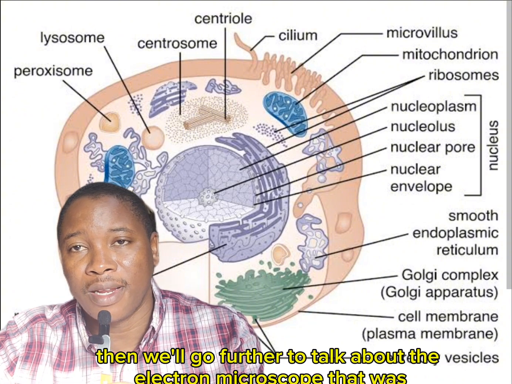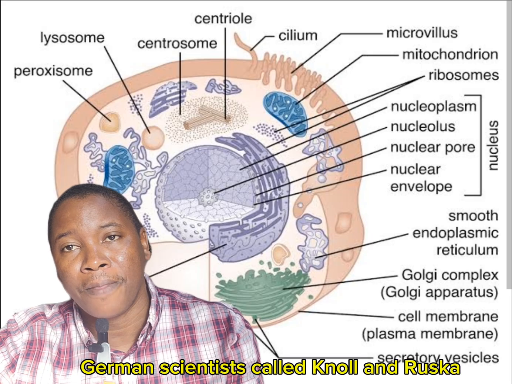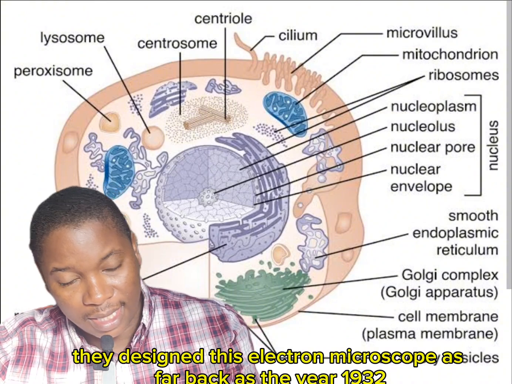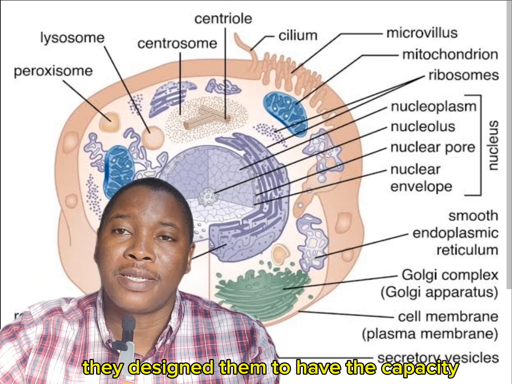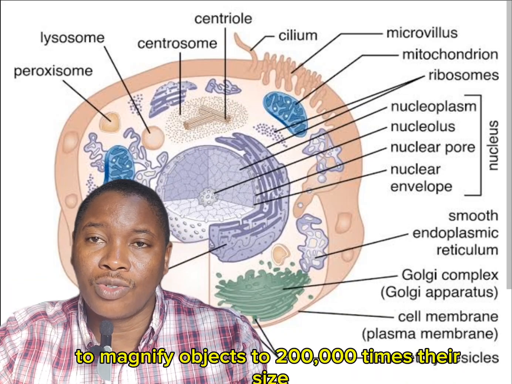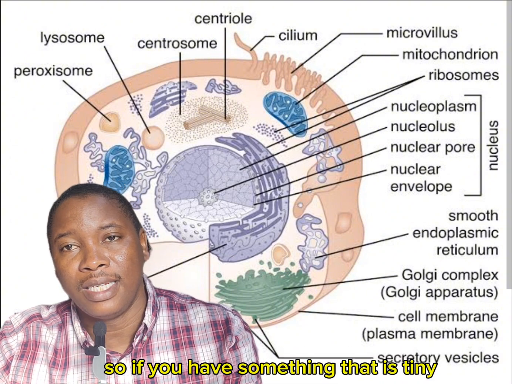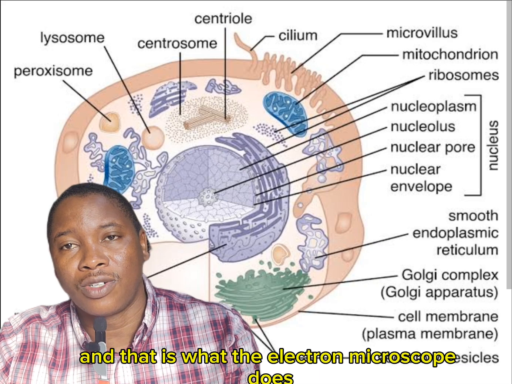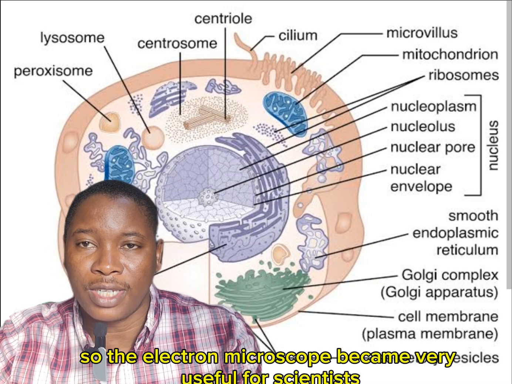Then we'll go further to talk about the electron microscope that was designed by a group of German scientists called Knoll and Ruska. Knoll and Ruska designed this electron microscope as far back as the year 1932. And when they designed these microscopes, they designed them to have the capacity to magnify objects to 200,000 times their size. So if you have something that is tiny, it can be magnified 200,000 times, and that is what the electron microscope does. So the electron microscope became very useful for scientists.